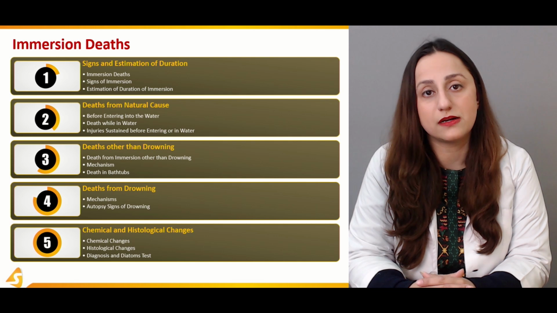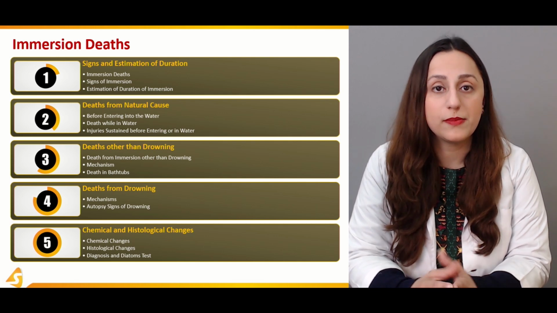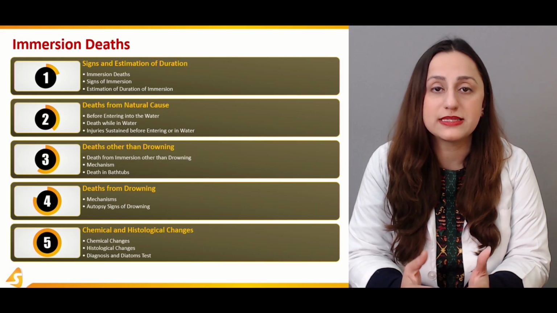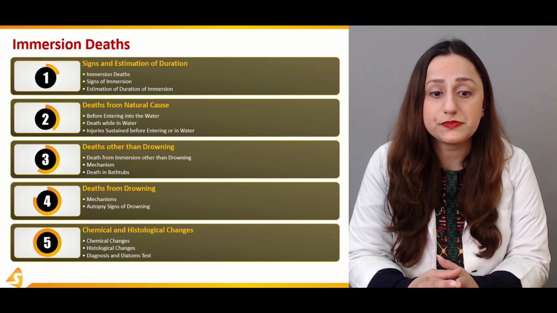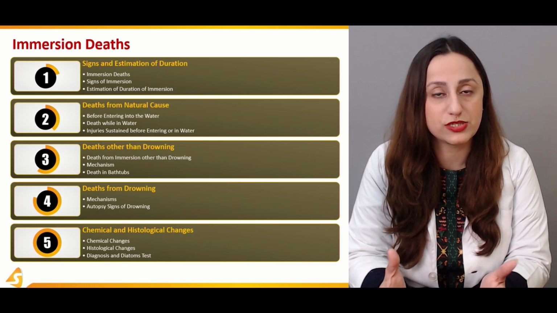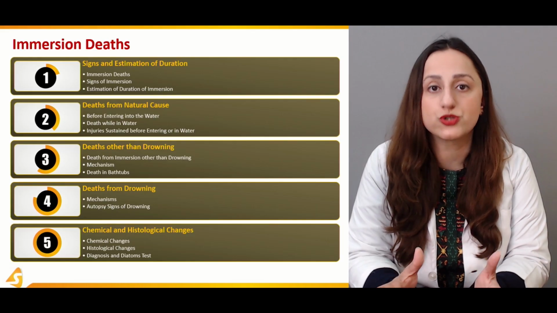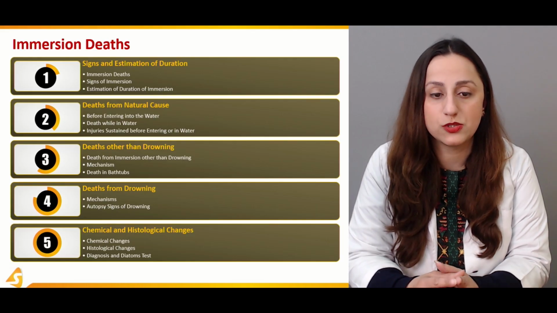Even sometimes, apparently, the death is considered as due to drowning, but the underlying cause can be something more natural. Now, before entering into the water, sometimes the death has occurred. So it's basically the post-mortem drowning. It is regarded as post-mortem drowning. This phenomenon is known as that.